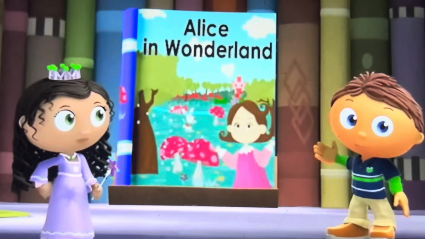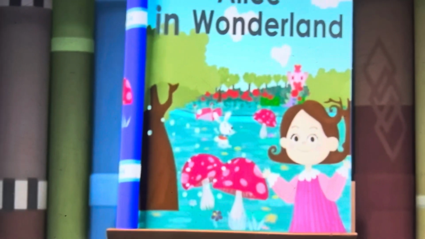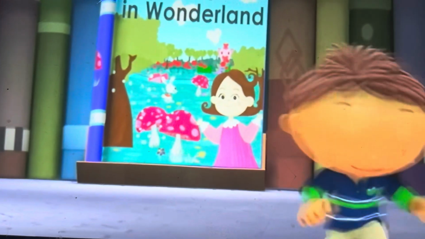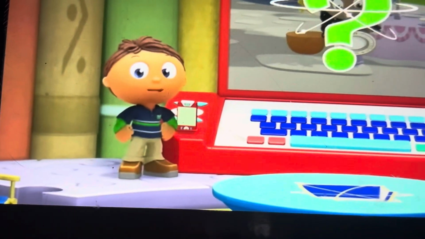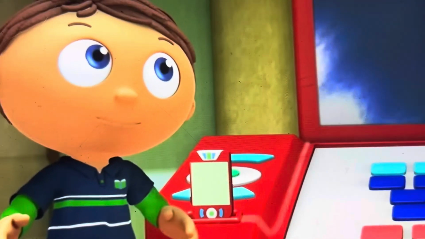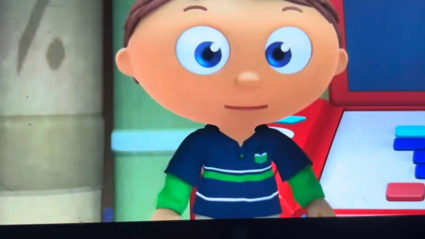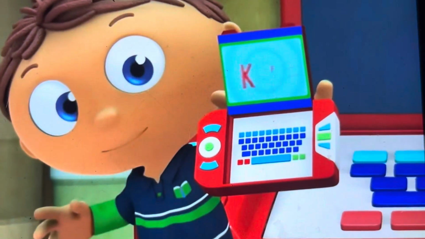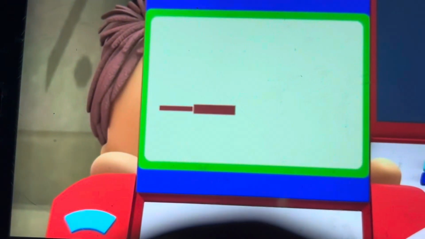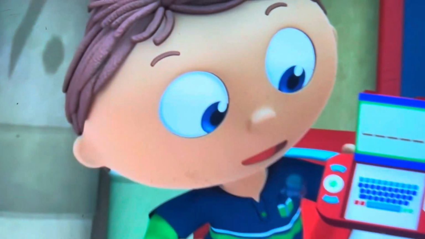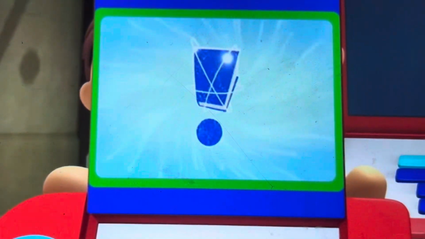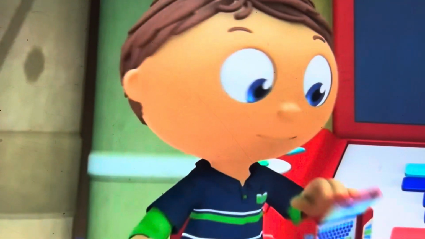Okay, now let's read the title of this book. Alice in Wonderland. We know what to do. We need to jump into this book and find the answer to Princess P's question. First, we look for super letters, and then put them in our super duper computer. Super duper computer, how many super letters do we need? Oh, in this story, we need 5 super letters. And then we'll get our super story answer.